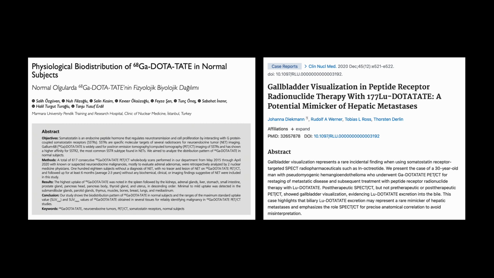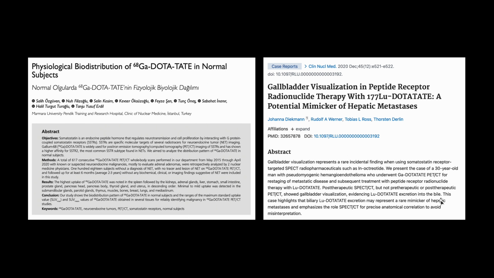So these are two good papers on this topic. The one on the left, titled Physiologic Biodistribution of Gallium Labeled Dotatate in Normal Subjects, they don't talk about gallbladder activity. They didn't see any gallbladder activity. But the second case report, where these authors saw gallbladder activity on a lutetium-177 dotatate post-therapy scan, say that the lutetium dotatate may be excreted into the bile, and they saw gallbladder activity.